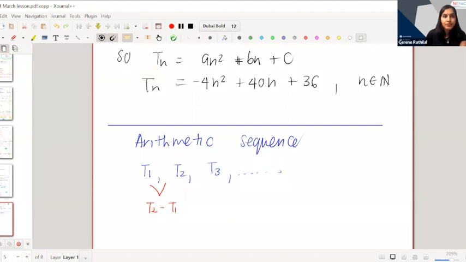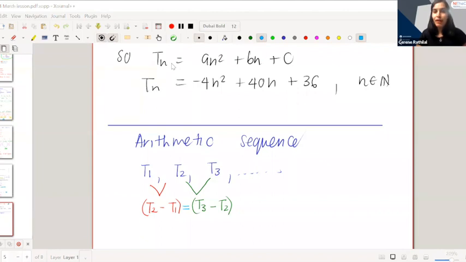Okay, so if we take the difference again for the next consecutive pair, T3 minus T2, right? If we compute these things, of course, this is the first difference. This is what we were doing in the quadratic sequence. We computed the first difference, then we computed the second difference. So if it turns out that when we continue computing these differences, the first differences are equal, then in this situation, the sequence is called an arithmetic sequence.